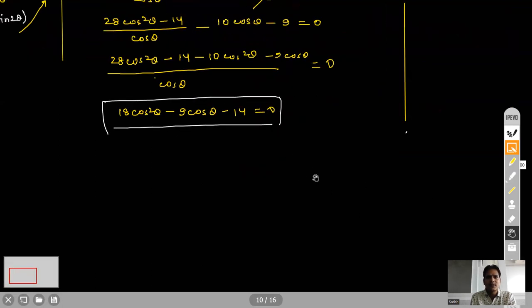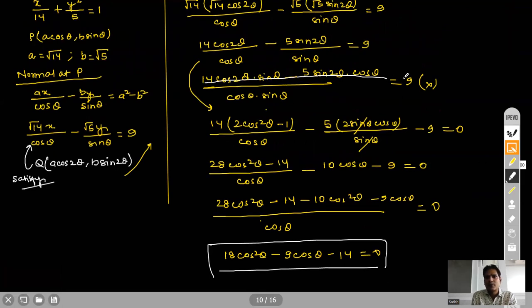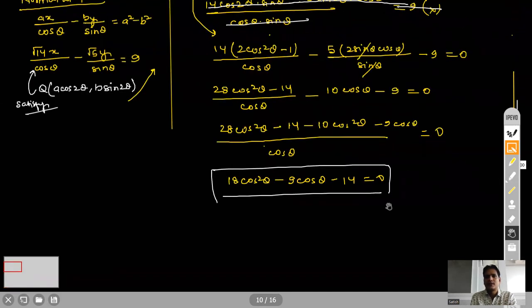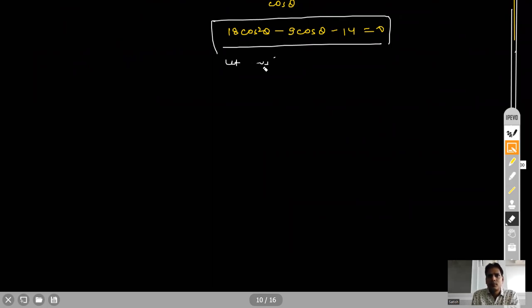So basically this step that I have done here, you can omit this, I'm striking it off. Instead of that, we have changed this cos 2 theta into cos theta. So we got a quadratic in cos theta. So let's try to figure it out. What can we do here? Let me assume this cos theta to be equal to x.